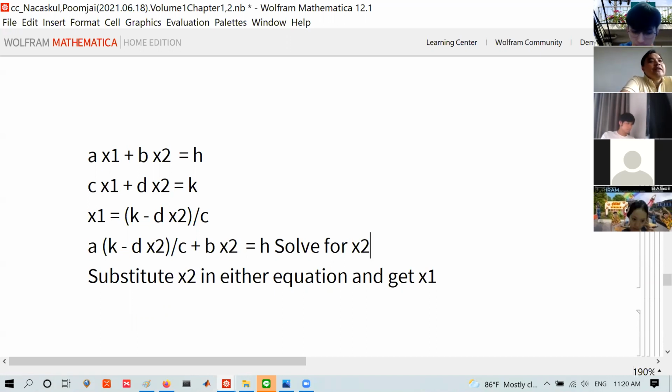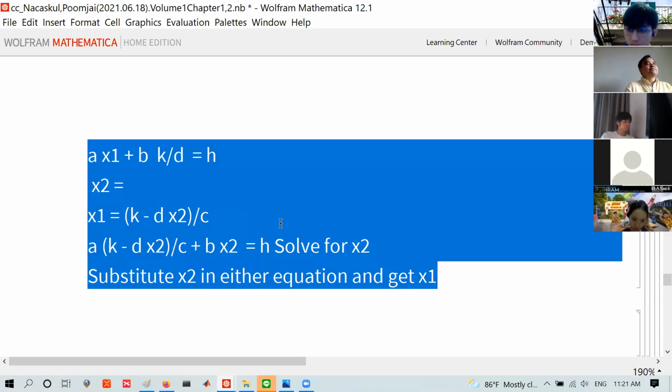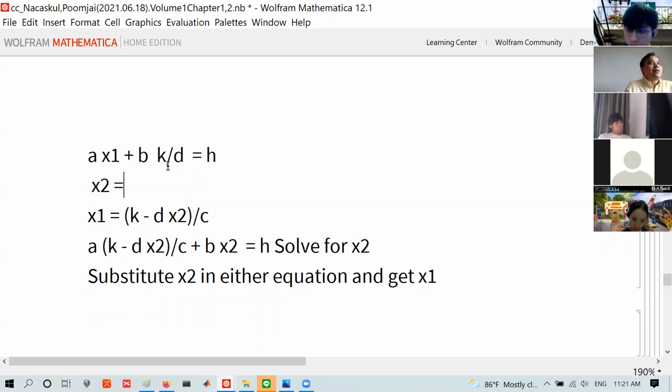My question to you is this: what if this number was 0? If this number was 0, is life more difficult? Well, it's more difficult because you can't do it this way, but certainly it's easier because you can do this. x2 is equal to k divided by d, right? And substitute that right away and get x1. So that's not a problem.